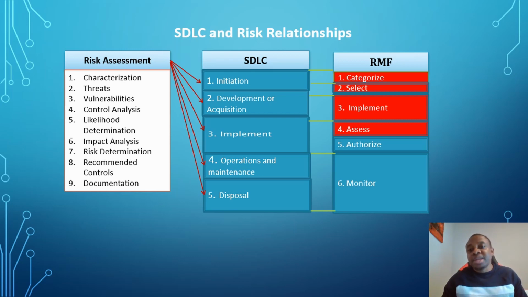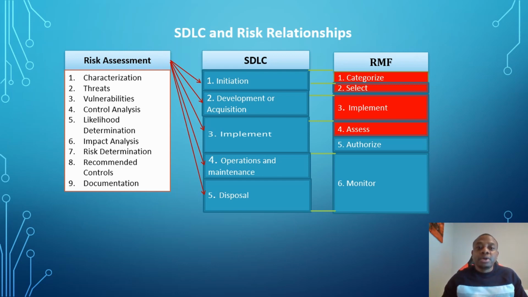Now, on the RMF side, you categorize your system, you select the applicable security controls, you implement the security controls, and you assess the security controls. The result of the assessment is presented to the AO as part of the authorization package. The AO makes a determination to accept the result or to deny an authorization to operate. Then it moves down to the continuous monitoring step.